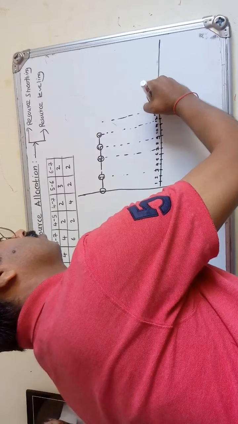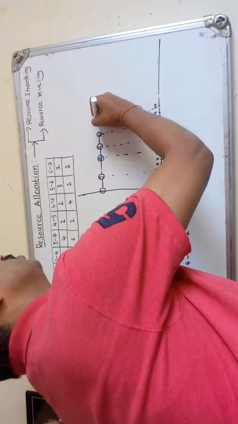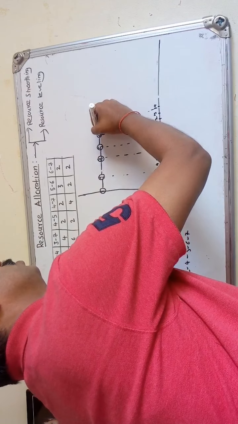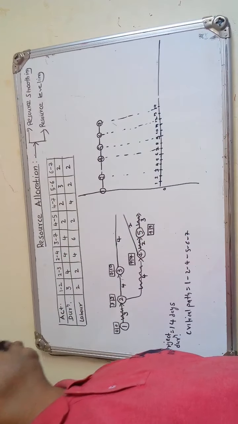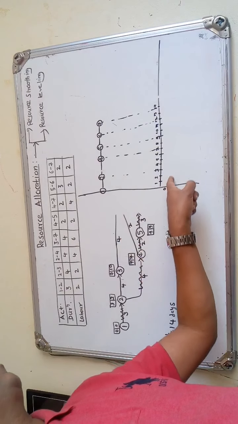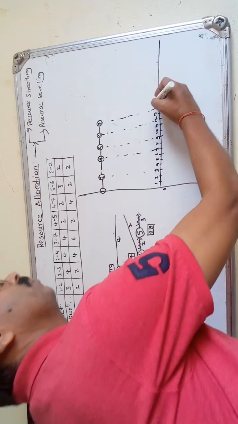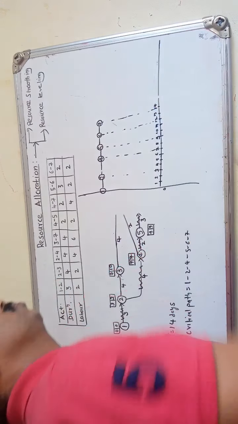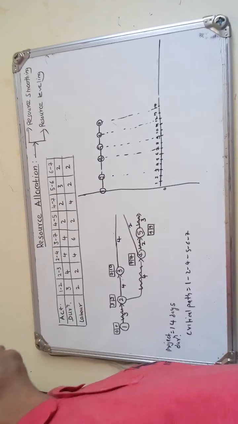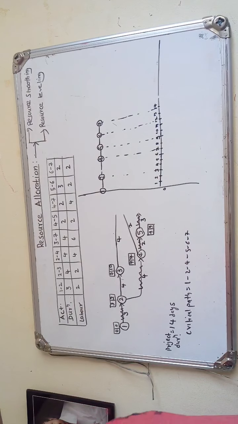13 and 14. It is 7. So we have to first mark the critical path. It requires 14 days, that we have shown. Now the rest of the activities that you have to mark are the non-critical activities.